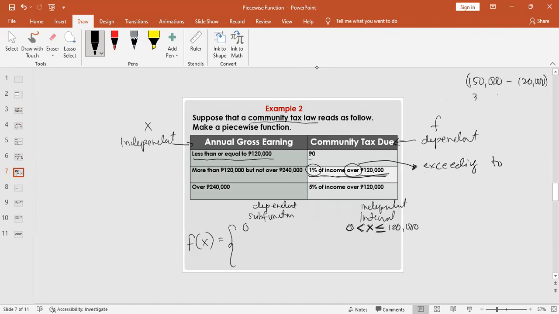it's 30,000. So, yung 30,000 lang daw yung imumultiply sa 1% or yung 30,000 lang daw yung kukunan ng 1%. Yan yung idea dito. Okay? So, parang nabigay ko na sa inyo yung second subfunction. Just look at this.